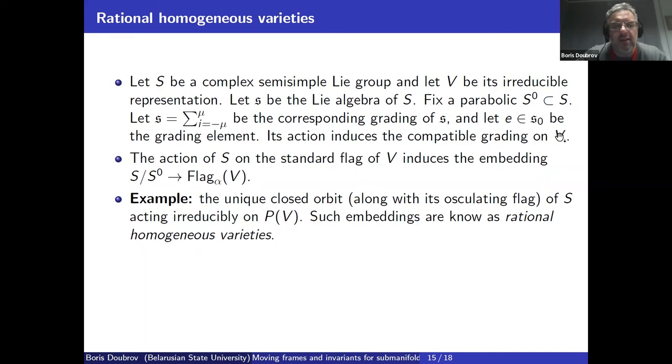But assuming that we just take a closed orbit of a highest vector, this will also define a geometry of this kind. Such embeddings are known as rational homogeneous varieties. Spheres, for example, are one of them. Adjoint varieties, highest root orbits of the adjoint representation for any semi-simple Lie algebra, are another example. But I think most of the classical ones, like Plücker embeddings, Segre embeddings, what else? They are all of this kind.